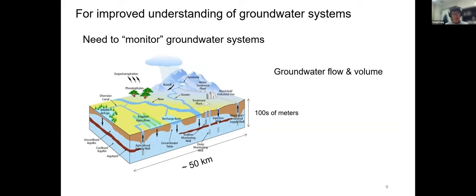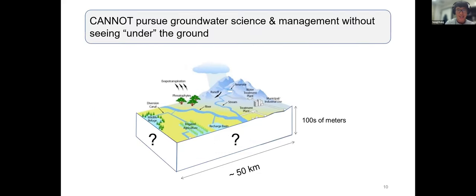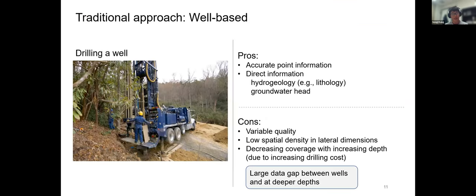So it's very challenging. And sometimes people forget about the hydrogeologic structure of the subsurface, like where the aquifers are located, which are conduits of the flow, and where the aquitards, the barriers to flow, are located. This is unknown. Without imaging the hydrogeology of the subsurface under the ground, we cannot really pursue any groundwater science or management. So that's another task: we need to image the hydrogeology of the subsurface. So there are two important tasks. And the question is, what is the traditional approach that has been used to image the subsurface as well as monitor the groundwater system? It's drilling a well, what I call a well-based approach.